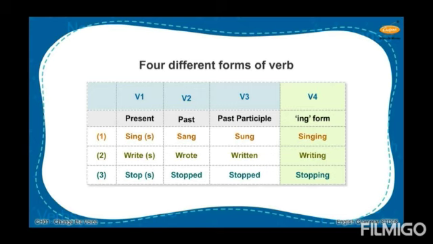The last one, stop or stops, is in the present form, stopped is a past form, and stopped is a past participle, ing form is stopping. So in this way, we understand about the 4 different forms of verb, which will be helpful for us to understand and change the active voice into the passive voice.